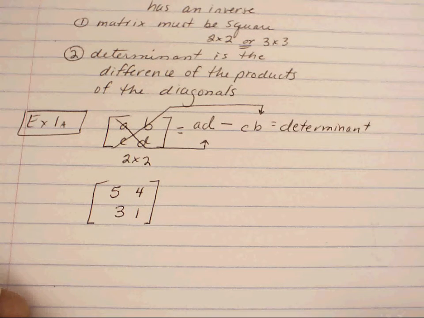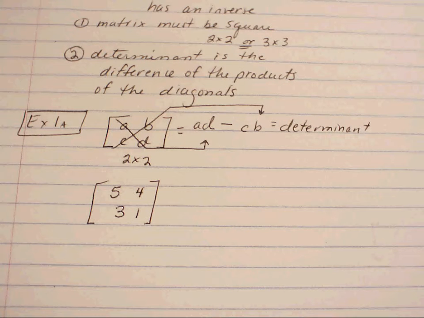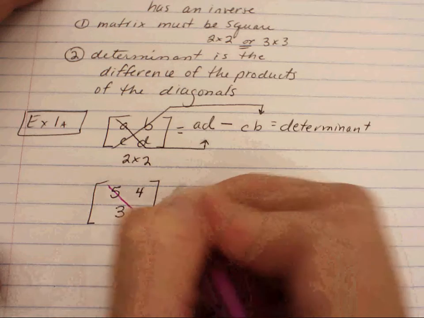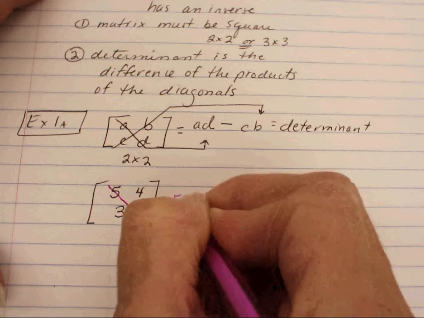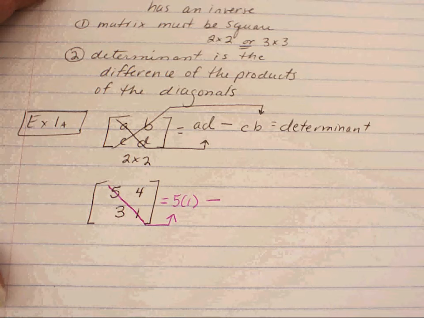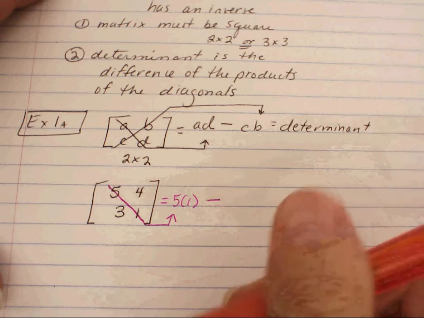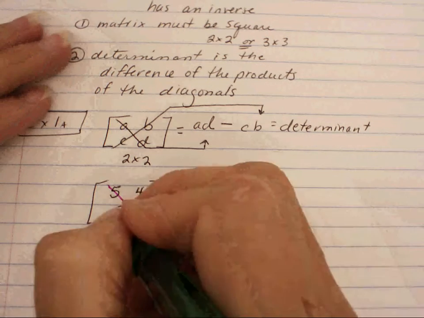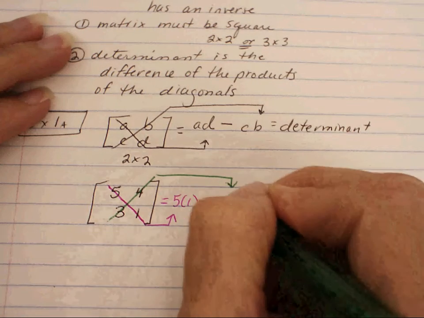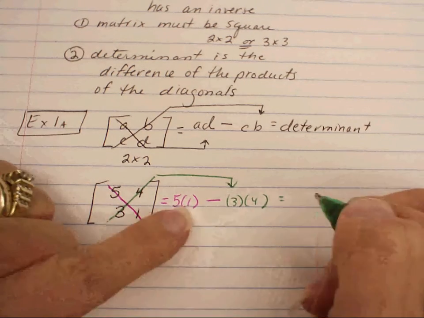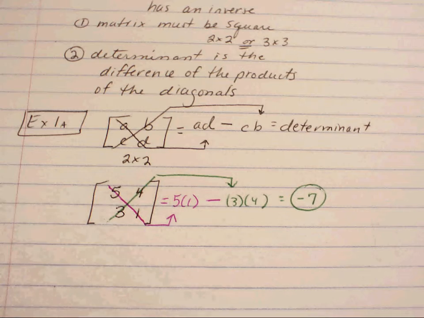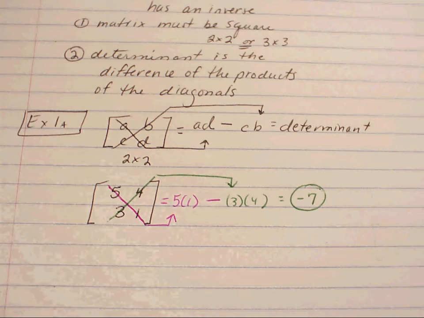Let's try a real one with numbers. Let's use matrix 5, 4, 3, 1. Remember the diagonal down first gives us 5 times 1, minus the diagonal going up and to the right will give us 3 times 4. Five minus 12 is -7.